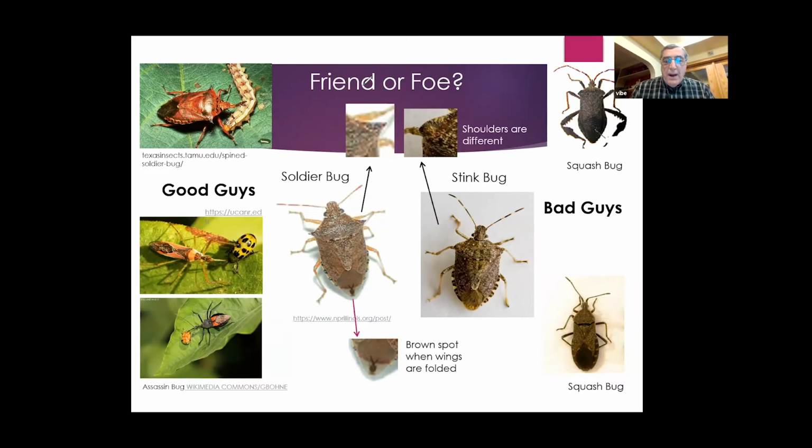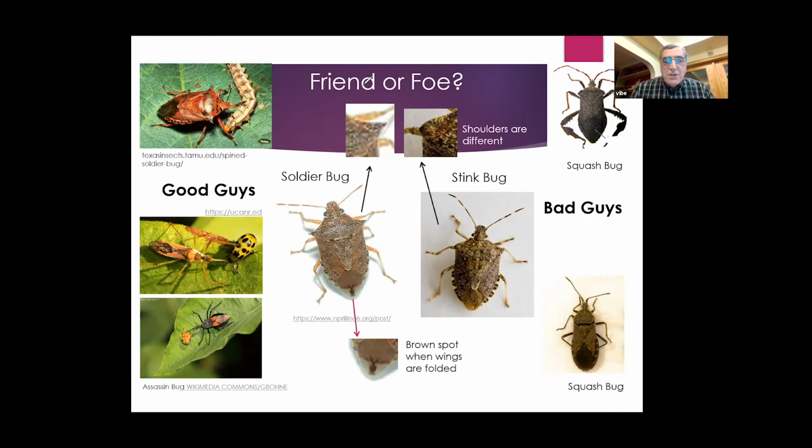But when you blow up the shoulders, you'll see that the shoulder on the soldier bug is pointed and the shoulder on the stink bug is rounded. Now, these guys are only about 3/4 of an inch, maybe the size of a nickel. So who the heck is going to walk around with a magnifying glass to try to see that?